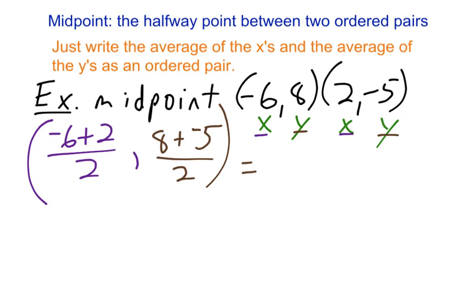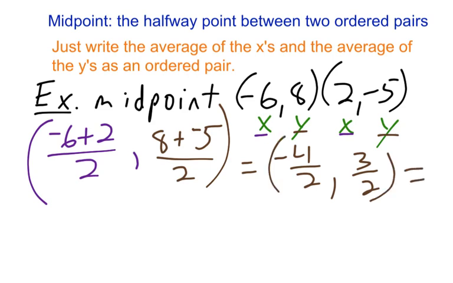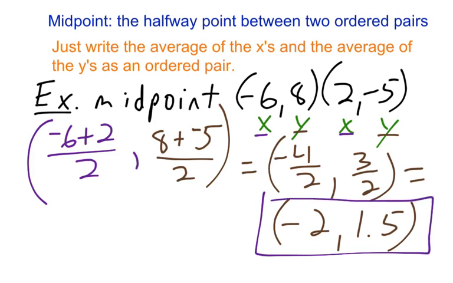So negative 6 plus 2 is negative 4 over 2. 8 plus negative 5 is 3 over 2. And negative 4 divided by 2 is negative 2. 3 divided by 2 is 1.5. And I'm done. So it's that simple. Just find the average of the x's, the average of the y's, and write them as an ordered pair.